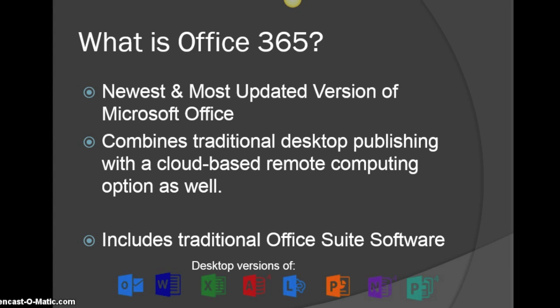So first of all, what is Office 365? It's the newest and most updated version of Microsoft Office, coming off of Microsoft Office 2010, I believe is the most updated before that. 365 is different than any program before because it combines the traditional desktop publishing along with a cloud-based remote computing option as well, where you can access your program from any computer. It still includes the traditional Office suite software, which is Microsoft Outlook, Word, Excel, Access, Lync, PowerPoint, OneNote, and Publisher.